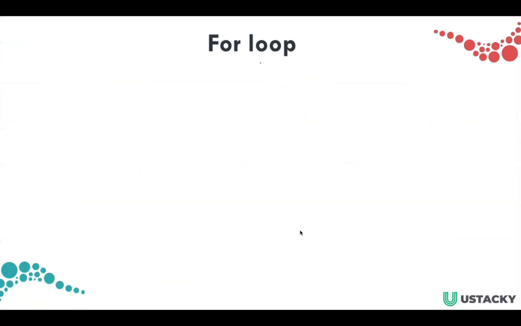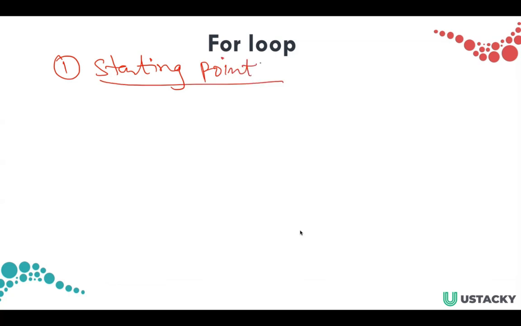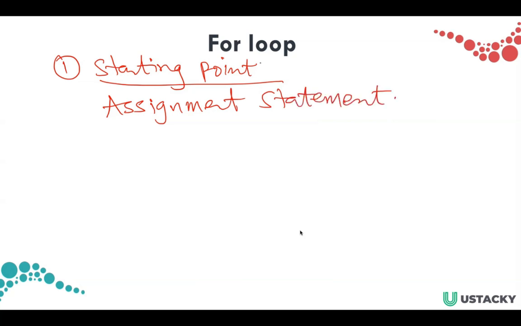This first component is the starting point of the loop. And it is usually an assignment statement. For example, if you want your starting point to be 0, you can write $value or $i, which is frequently used in loops, equals to 0. If you want your starting point to be 1, you simply have $i equals to 1.